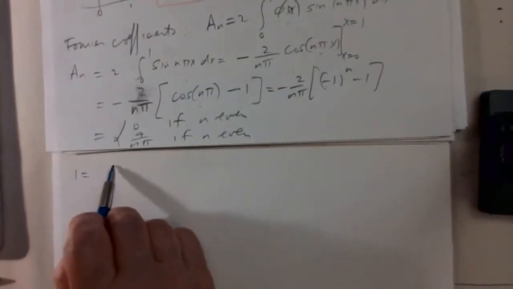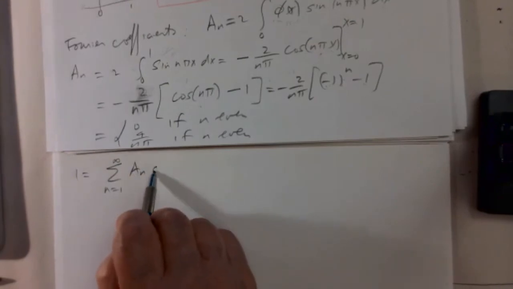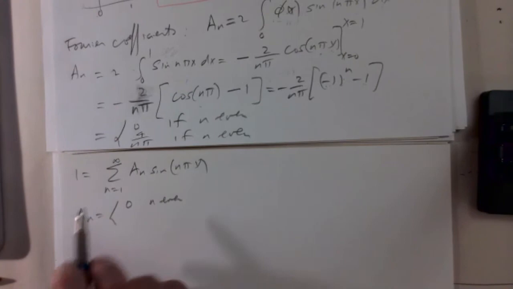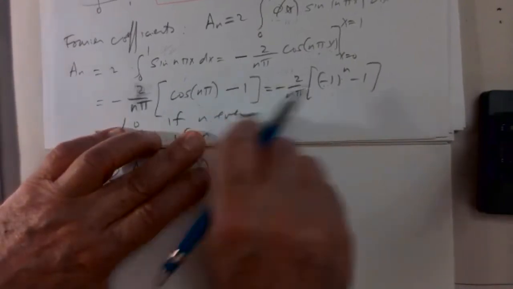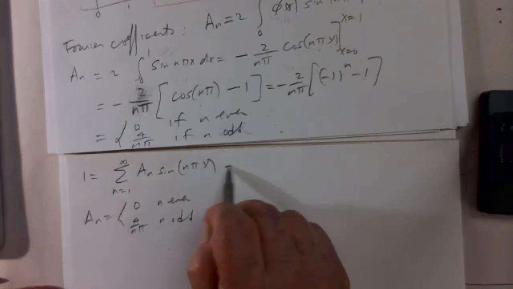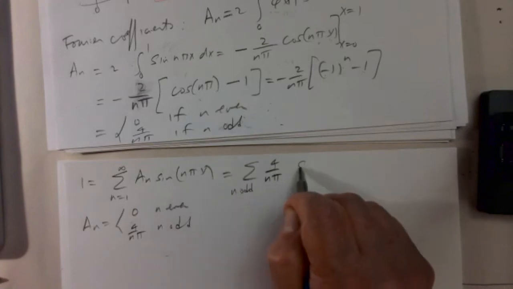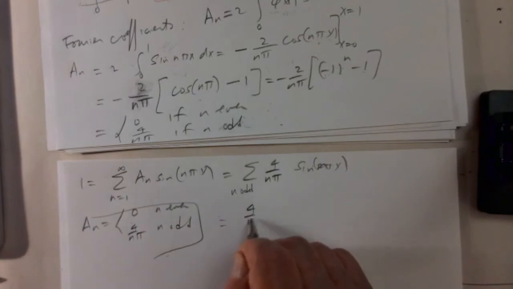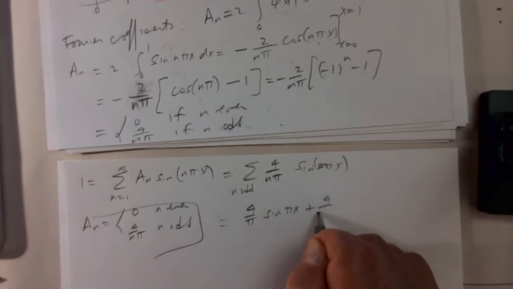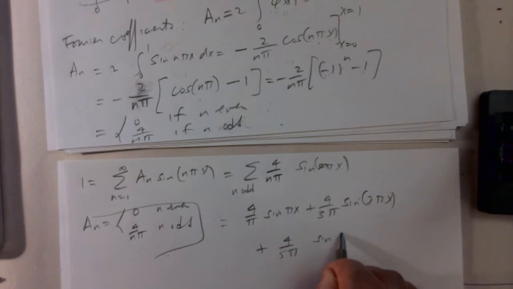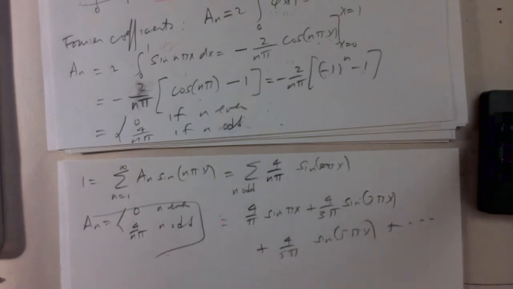So what we have is that 1 is the summation, n goes from 1 to infinity, of a_n sine of n pi x, but a_n is equal to 0 if n is even. Sorry, I should say odd. And equal to 4 over n pi if n is odd. So this is the summation of 4 over n pi, but only over the odd numbers, sine of n pi x. So when n is 1, you get 4 over pi sine pi x plus 4 over 3 pi sine 3 pi x plus 4 over 5 pi sine 5 pi x, and so on. Okay.